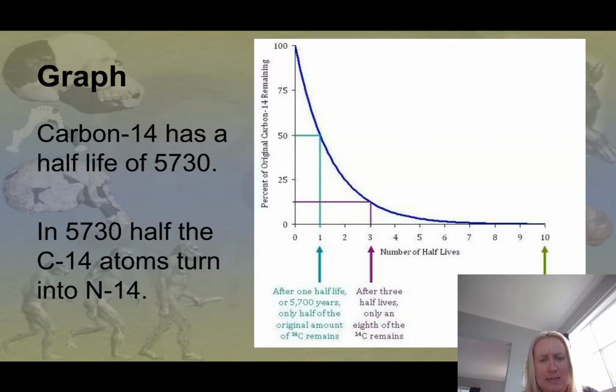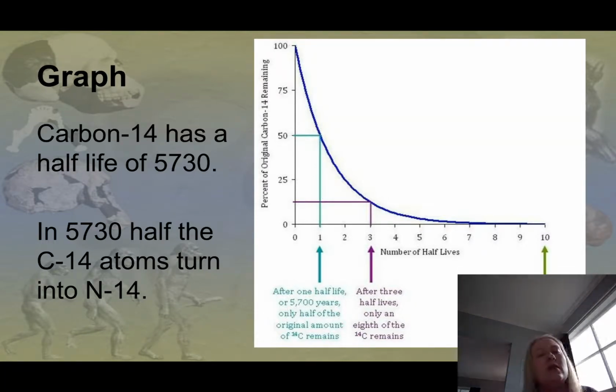This graph really helped me understand how it all works. So carbon-14 has a half-life of 5,730 years. So in 5,730 years, half of your carbon-14 atoms in your body would have turned into nitrogen-14.